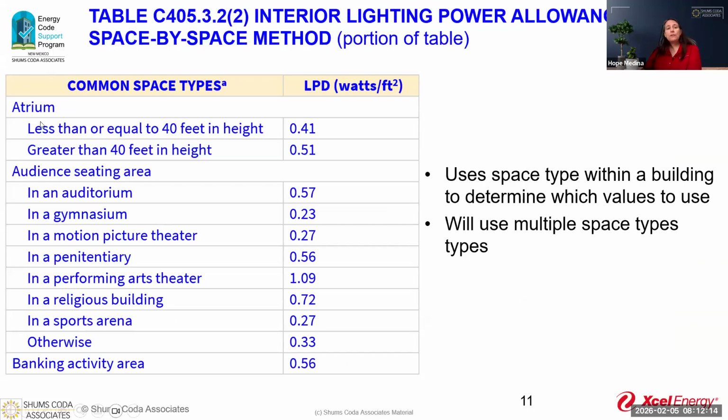So in this table, you'll notice that instead of just saying audience seating area is a 0.57, it starts breaking it down into all these different components for it, such as if we were doing performing arts, where they get to utilize quite a bit of lighting, because we do want that, compared to a motion picture. Right? We don't need the lights for a theater to watch a movie, but we would need those lights for a theater for live performances.